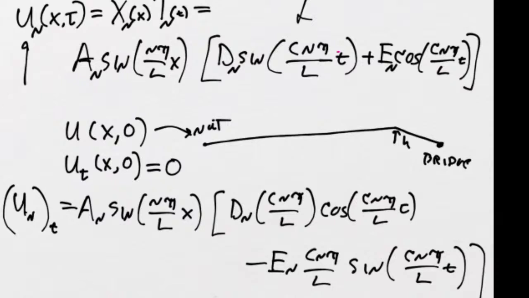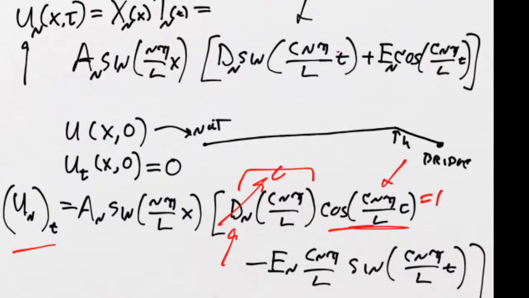But at t equals 0, this part here contributes. This ends up being 1, right? So this guy here is left over. So the only way this thing can be 0 at t equals 0 is if d_n equals 0. So d_n has to be 0. And that's all we need to know.